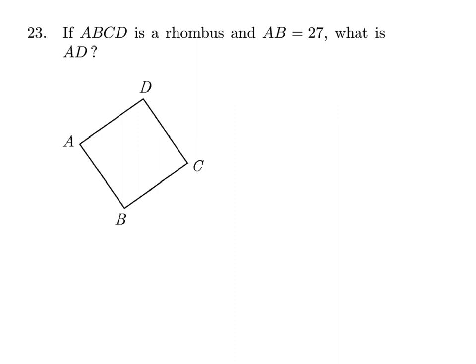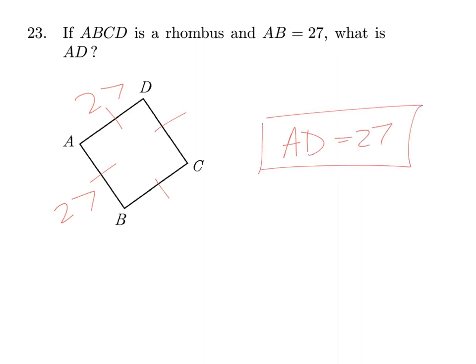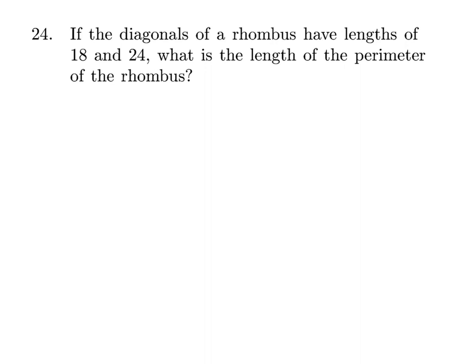All right, if ABCD is a rhombus and AB is 27, it's a rhombus. All the sides are the same. AB is 27. What is AD? Well, AD must also be 27. That was really easy. Done.